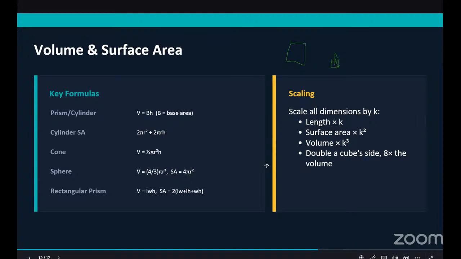So in that case, you would find the base of the square, which is just all the same side, and then you would have the height, which is also the same side. That's why it's just cubed.